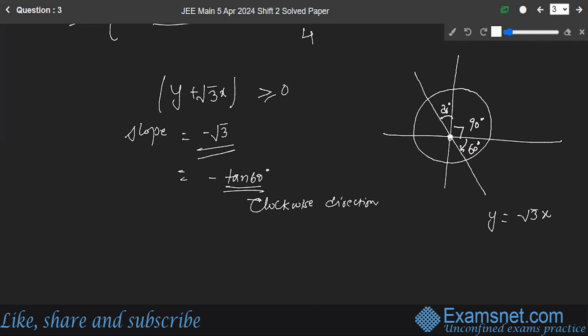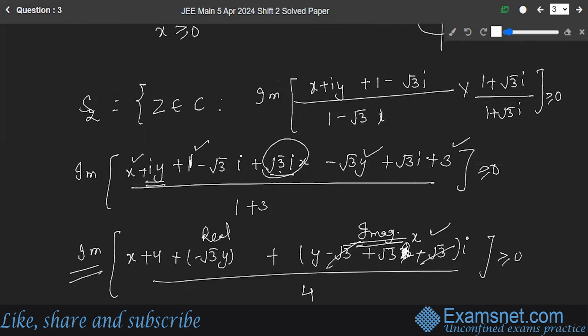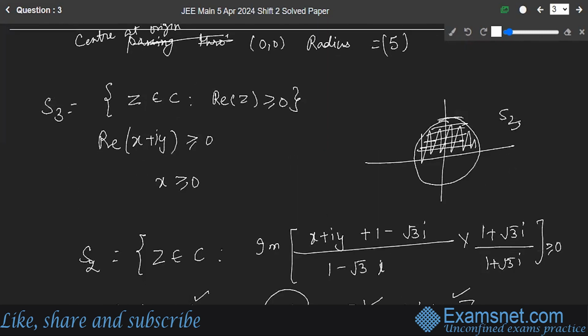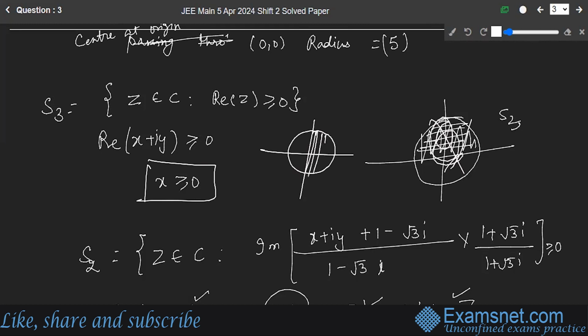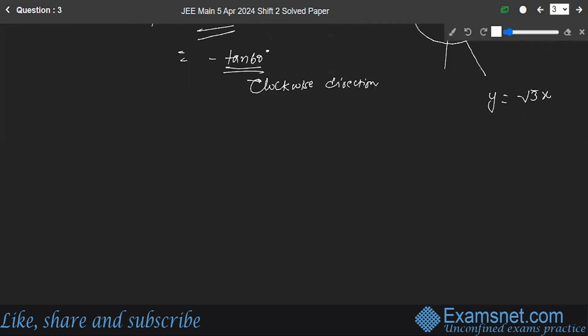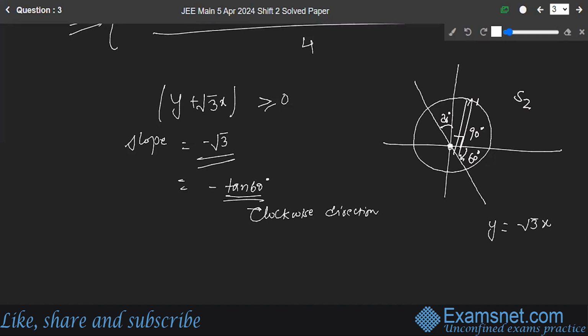Now, what we have to take? This is your S2. And what was according to S3? We had to take the positive value of X. Sorry, this is wrong. The positive value of X is in this area. Here the X is positive. Here actually the Y was positive. So this is your S3 where X is positive in this area. That means I have to take this much area for S2.